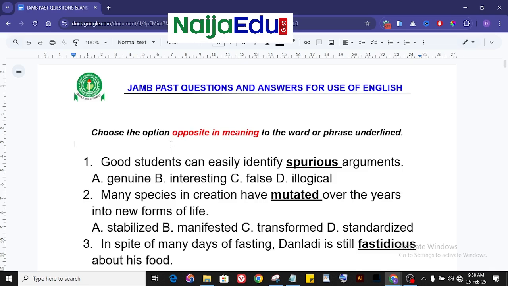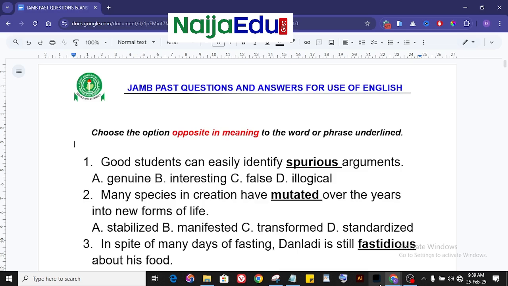Number one, you need to first read the instructions when you are answering any question, be it in WAEC, JAMB, or any other exam. Understanding the instruction will guide you in responding to whatever question is being asked. Here are some tips you need to understand before you answer the question. Read the question carefully and identify the word you are required to give the opposite in meaning to. Then understand the meaning of that word.